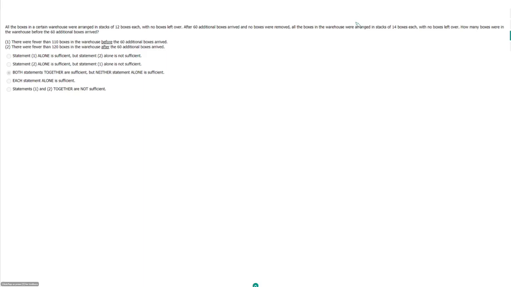All the boxes in a certain warehouse were arranged in stacks of 12 boxes each, with no boxes left over. After 60 additional boxes arrived and no boxes were removed, all the boxes in the warehouse were arranged in stacks of 14 boxes each, with none left over. How many boxes were in the warehouse before the 60 boxes arrived?